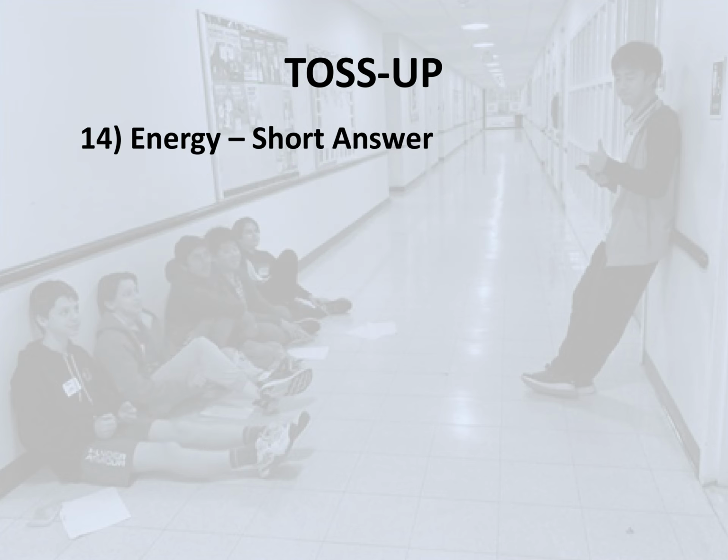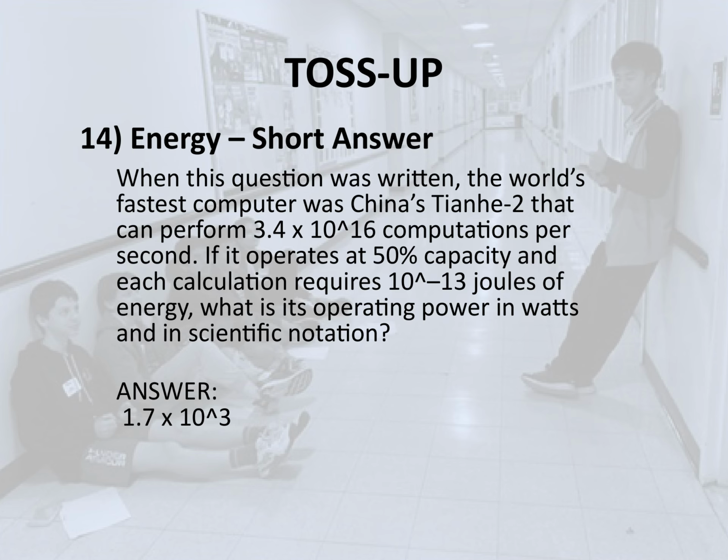Toss-up, 14. Energy, short answer. When this question was written, the world's fastest computer was China's Tianhe-2 that can perform 3.4 x 10 to the power of 16 computations per second. If it operates at 50% capacity and each calculation requires 10 to the power of negative 13 joules of energy, what is its operating power in watts and in scientific notation? Answer, 1.7 x 10 to the power of 3.